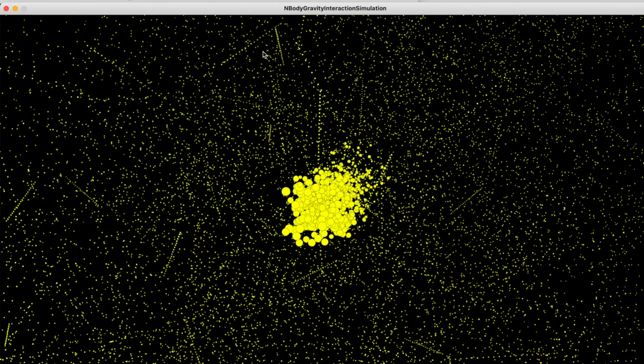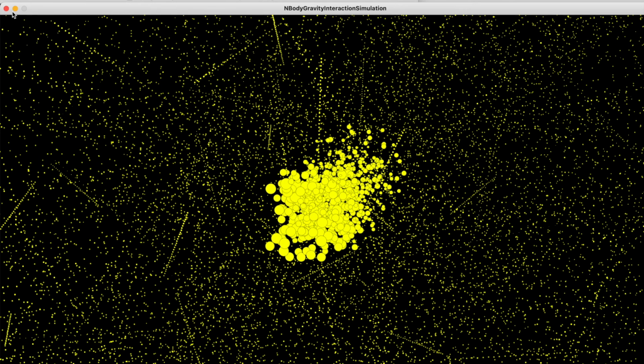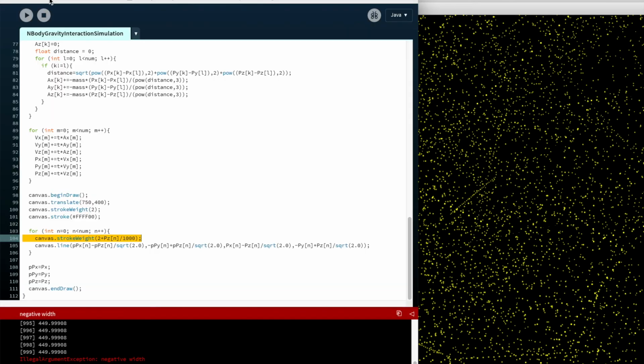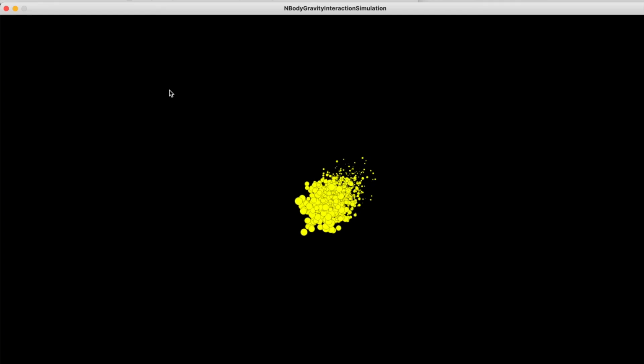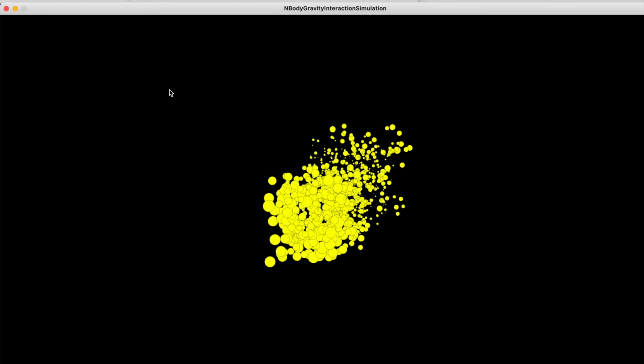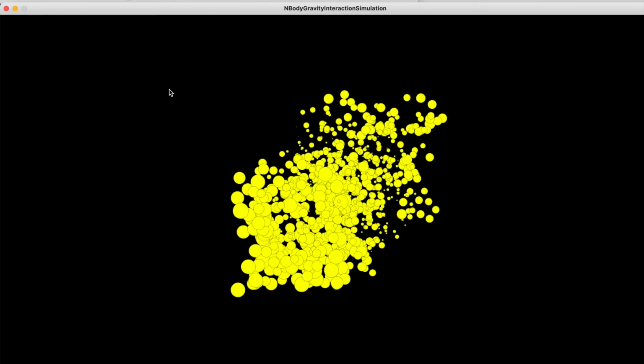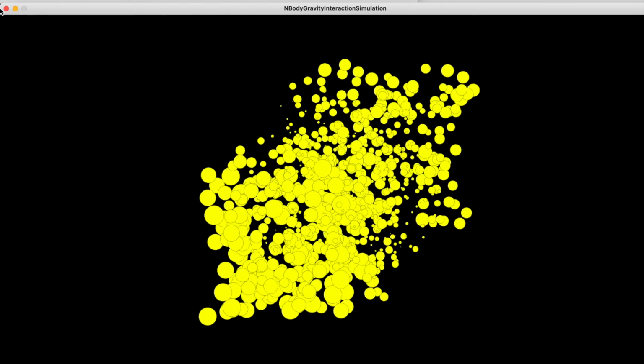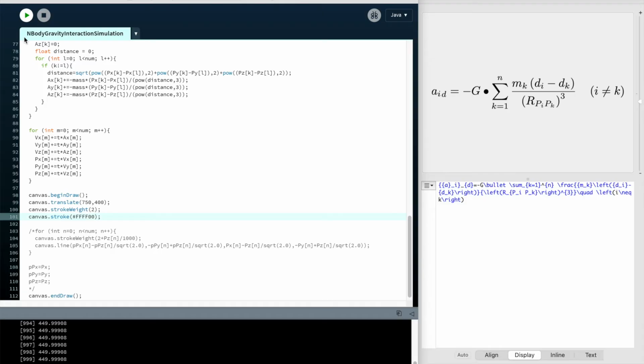Oh, what's up? I think there's something wrong with the stroke weight, right? Yeah. Let's just not do this for now, and just run our code without the lines. But, oh yeah, I think it is working. Is it working? Or is it just getting bigger? Right? Hmm.